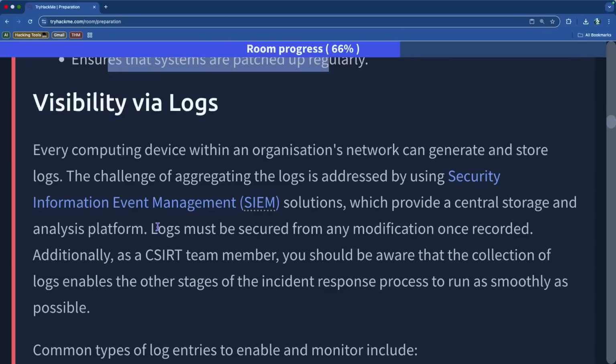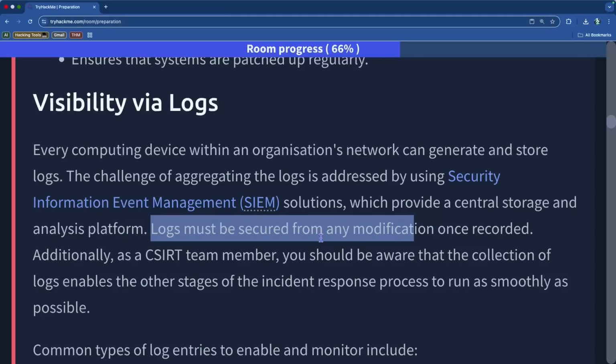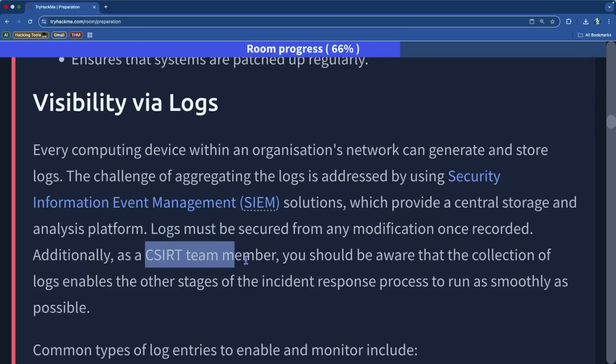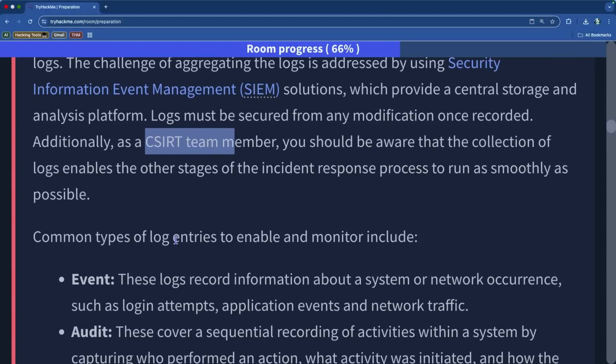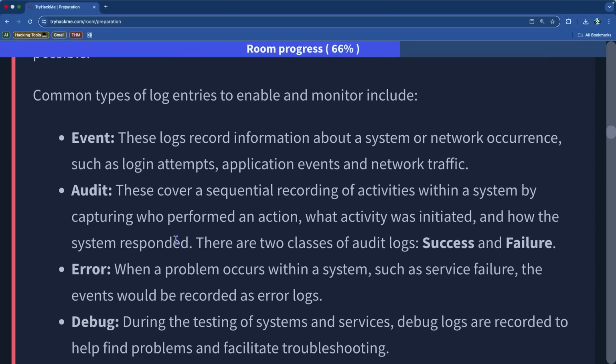So logs must be secured from any modification once they've been recorded, because if somebody can erase their tracks inside of a log, then that's all they need to do. They come, they do whatever they want, and they erase the log. It's like, no. So additionally, a CSIRT team member should be aware that the collection of logs enables the other stages of incident response to be smoothly, correctly run.